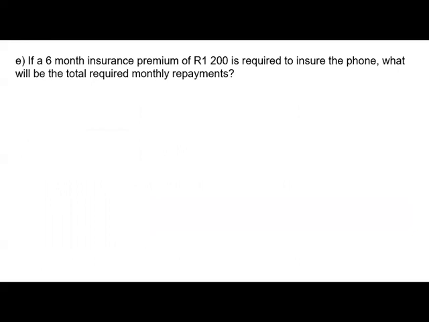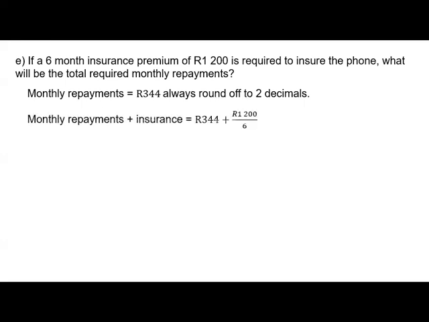Now, it says if a 6-month insurance premium of 1,200 was required to insure the phone, what will be the total required monthly repayments? Remember, we already know what our monthly repayments are. They will be 344. But here, if we add insurance, how much will they be? Firstly, you have to find out what the insurance premium will be per month by taking that 1,200 and dividing it by 6. 1,200 divided by 6 will give you 200. And then you add it to the repayments that we still have to make.